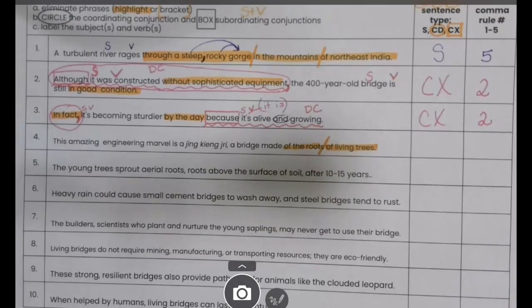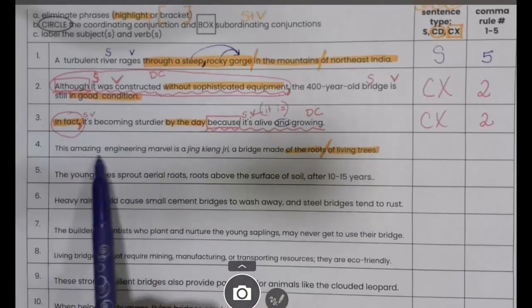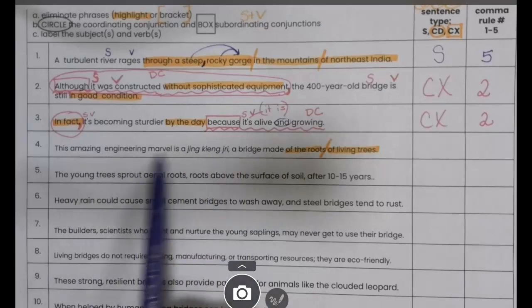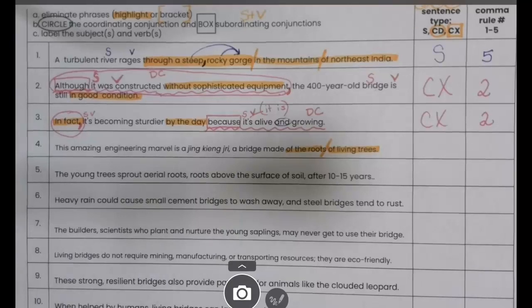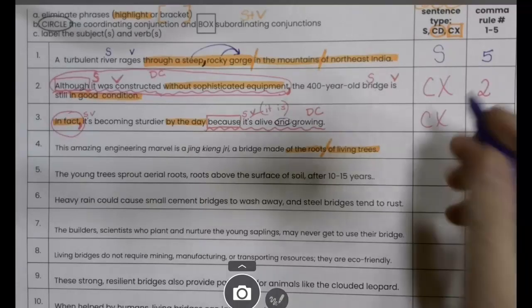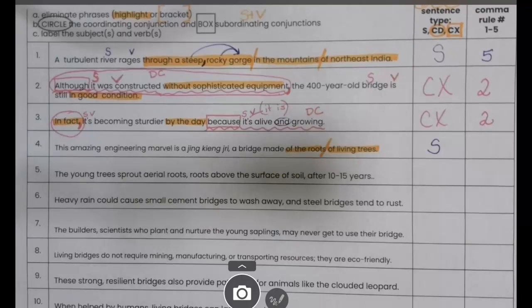Now I'm going to look for a comma and a coordinating conjunction. And I don't see a coordinating conjunction. I see a comma, but there's no conjunction after it. So I know this isn't compound. Now I'm going to go look at my list of subordinating conjunctions, and I don't see a subordinating conjunction in there, so this must be a simple sentence.